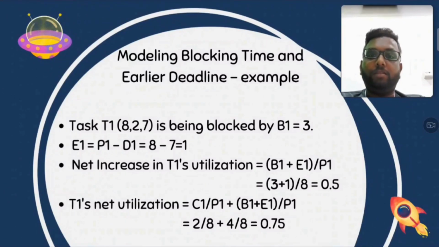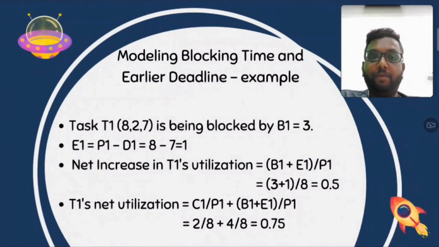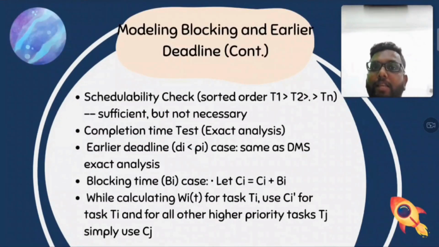So task 1's net utilization equals C1 per P1 plus B1 plus E1 over P1. C1 per P1 is 2 over 8, plus 4, which is B1 plus E1, 3 plus 1 equals 4, over P1, which is 8, equals 0.75. That covers modeling blocking and earlier deadline.